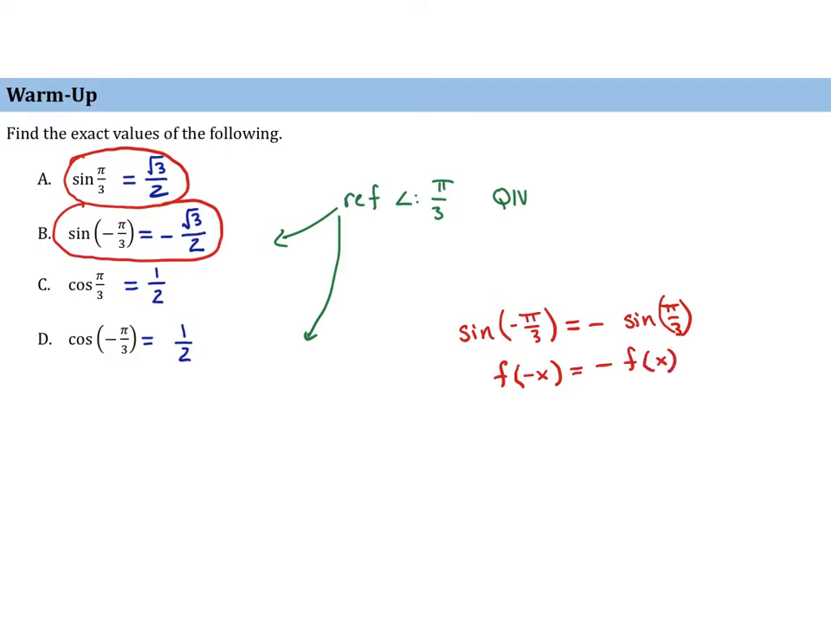So let's look now at cosine. With cosine of negative pi over 3, these two are the same. So here this is reminiscent of f of negative x equals f of x. If you remember, functions that obey the first property, f of negative x equals negative f of x, are odd functions. Cosine, however, is an even function.